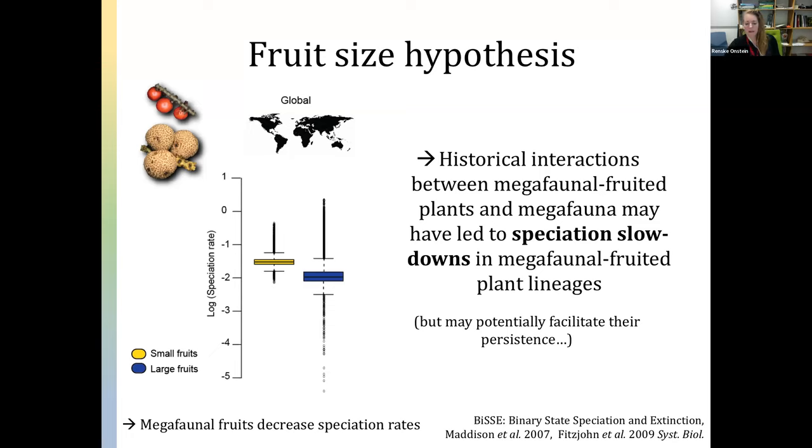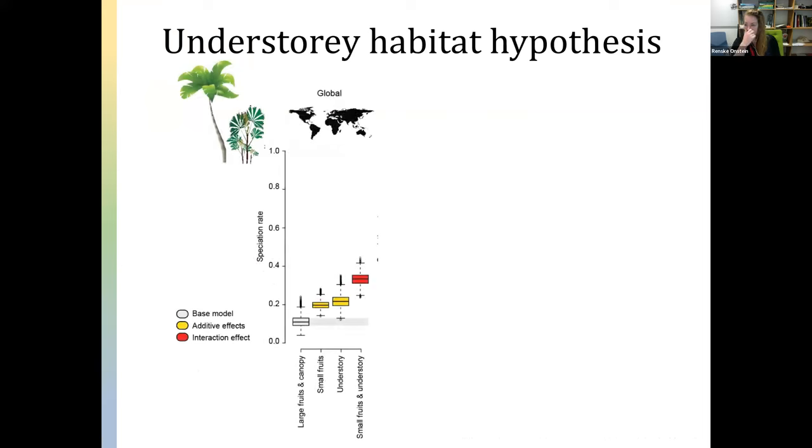Now, we also see a lot of variation unexplained. So there may be other variables that affect the speciation of these palms. One of them could be if you are an understory palm, which often have shorter generation times, they're shorter lived, and also they display the fruits in the understory. So they really increase the chance of dispersal by these sedentary understory frugivores. So the combination of small fruits and an understory growth form could also affect speciation rates.